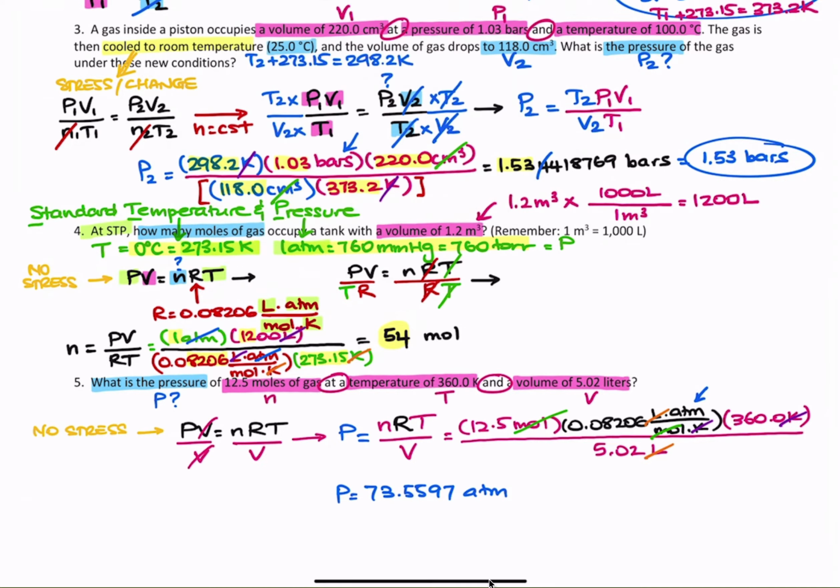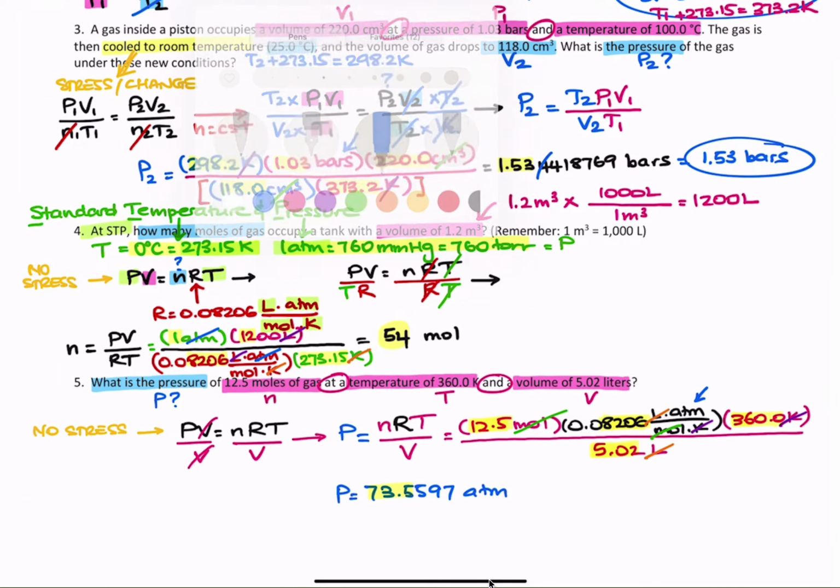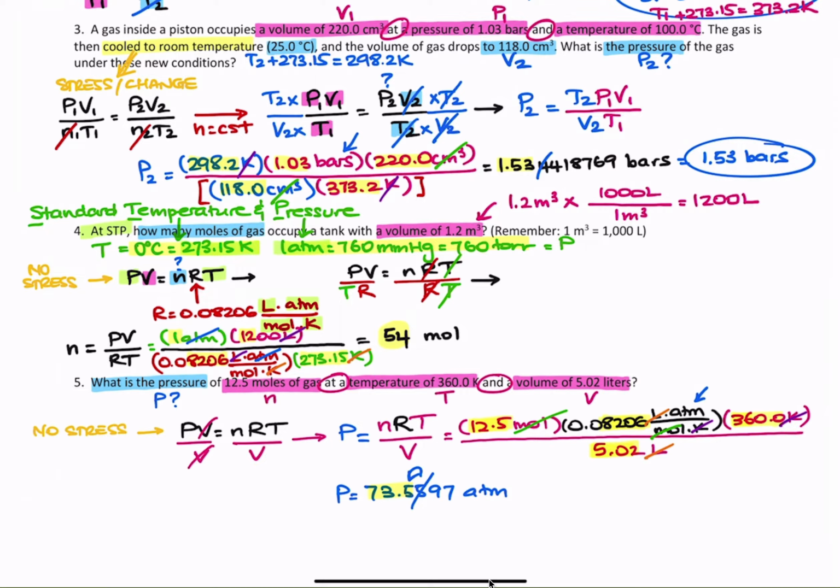Sig figs wise: 3, 4, 3, 2, and since it's 360.0, that's 4, so the least is 3 sig figs. My answer, dropping a 5, rounding up, is P equals 73.6 atm.